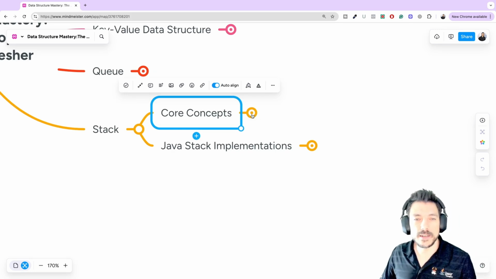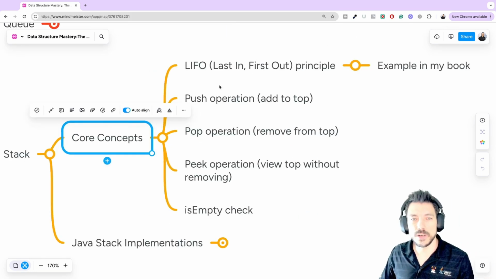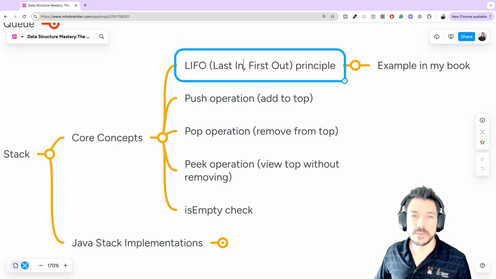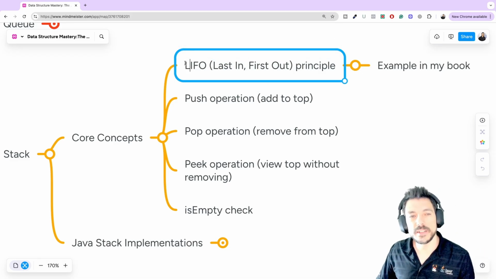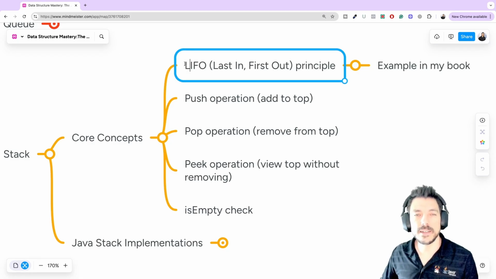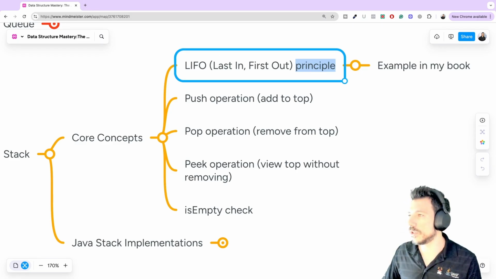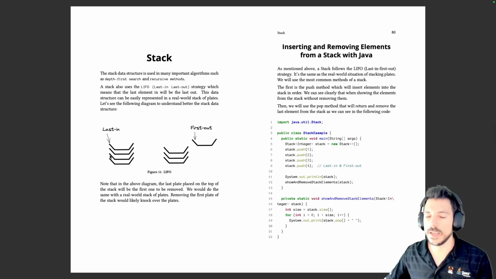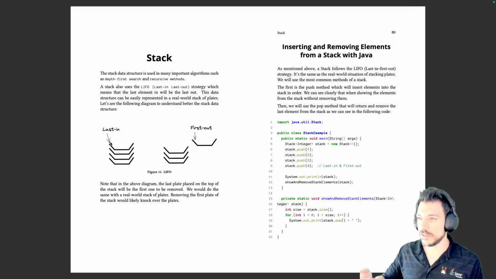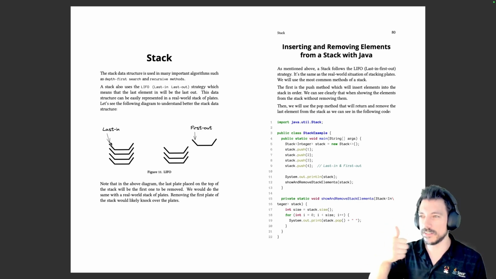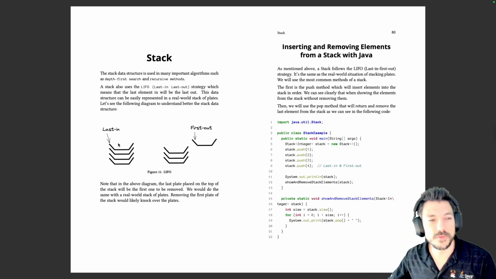So what are the main concepts of a stack? The first important concept of a stack is that the way we put information and remove information on a stack is last in, first out. So it's like the real world, and I can actually show you in my book here. So last in, so basically we put the plate on the top. Can you see it? Yes, perfect. So that's how last in, first out works.